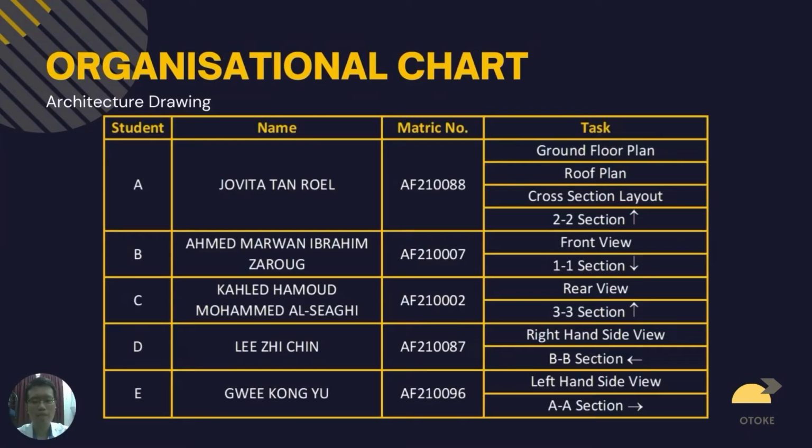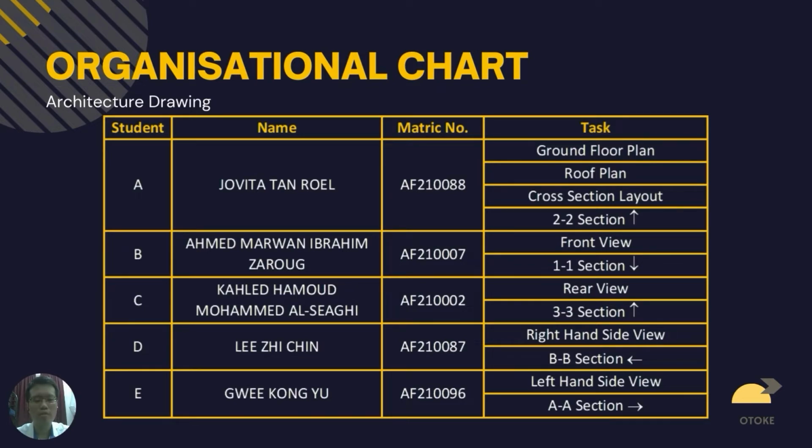Hi, my name is Li Zijin. Today I want to present about the organizational chart. For the architecture drawing, student A, who is Jovita, with matric number AF210088, has the task of ground floor plan, roof plan, cross-section layout, and 2 section outward direction.